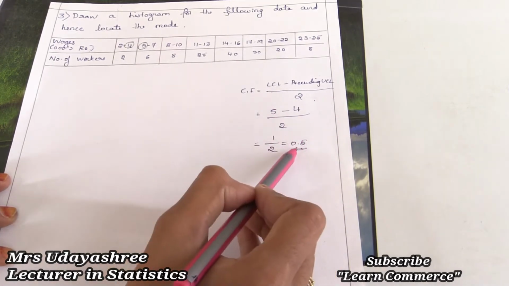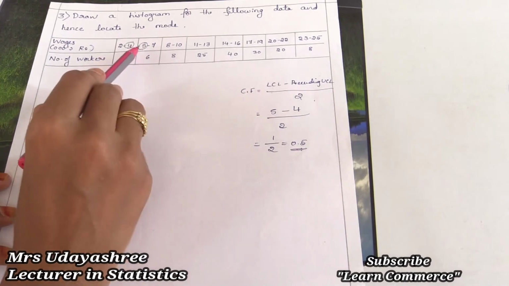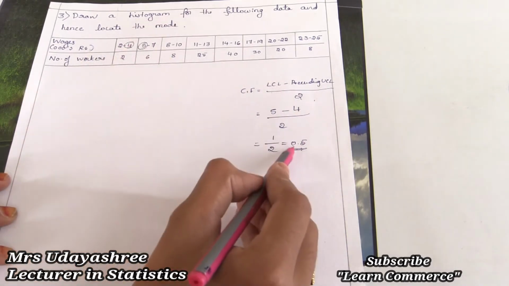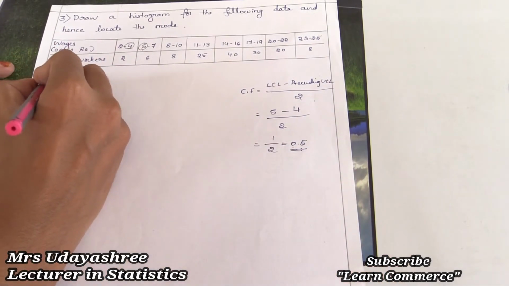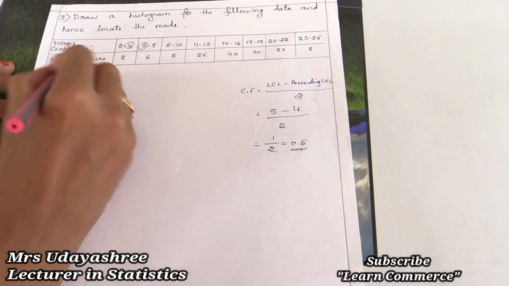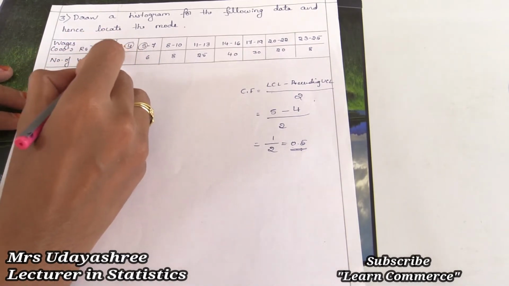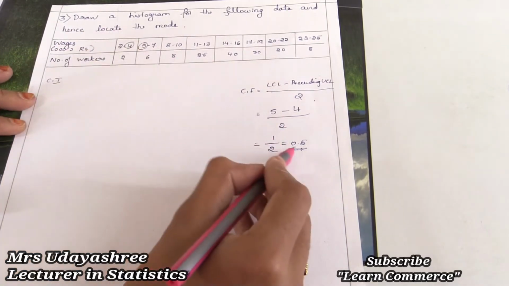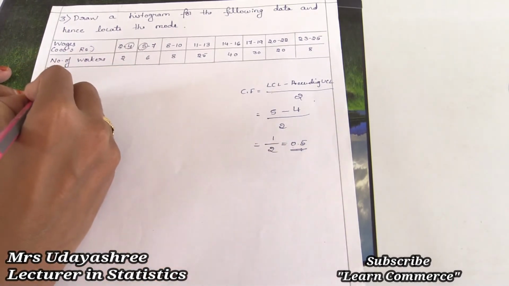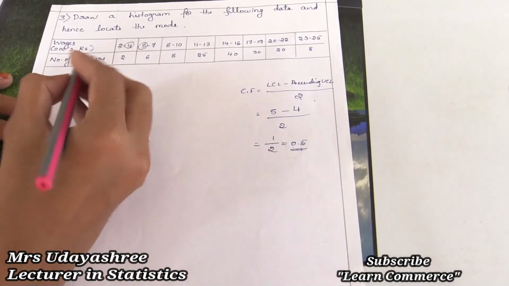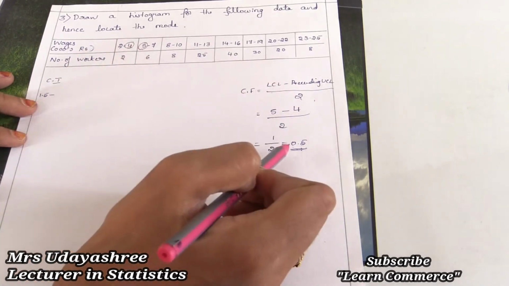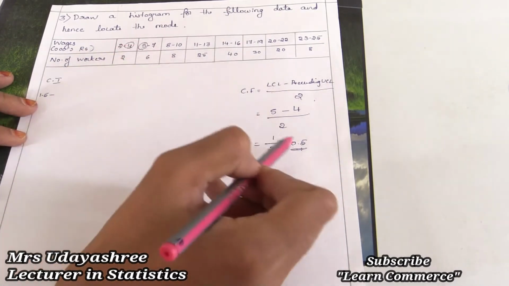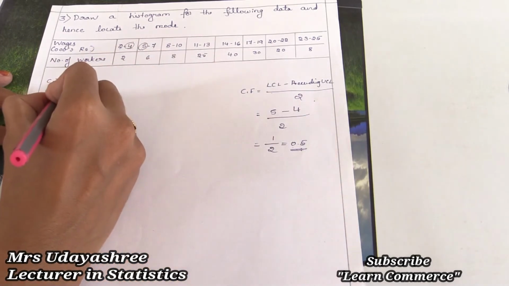So we need to add this 0.5 to the upper class limit, and from the lower class limit we need to subtract this 0.5. Therefore, the class interval is like this. See, the first one is 2. So from this 2 we need to subtract this 0.5. So that is 1.5. So 1.5 to 4 is the upper class limit. Therefore, we need to add this correction factor. So that is 4 plus 0.5 is 4.5.